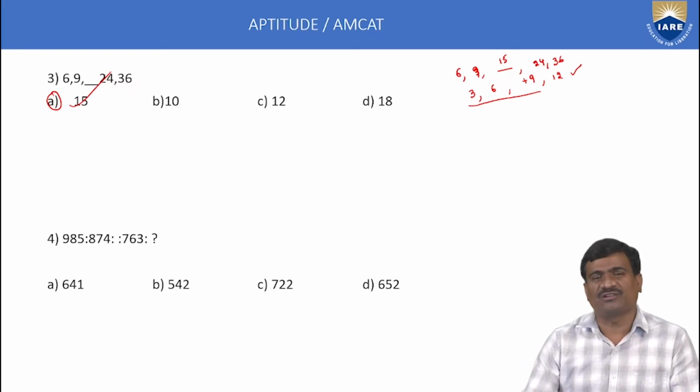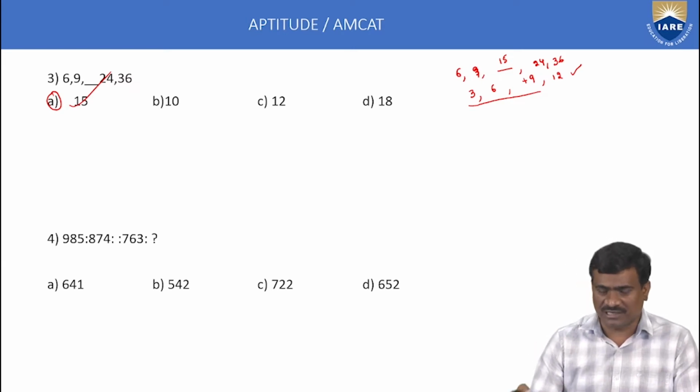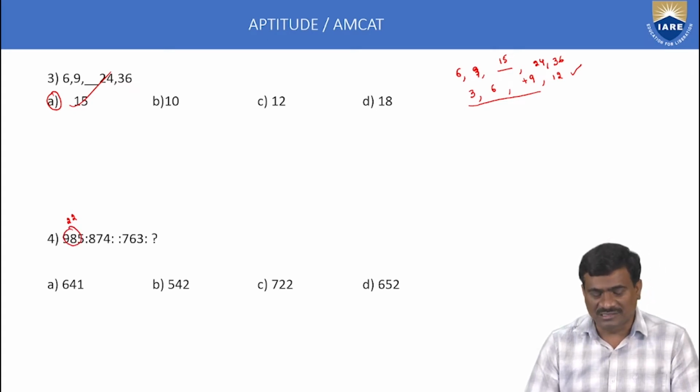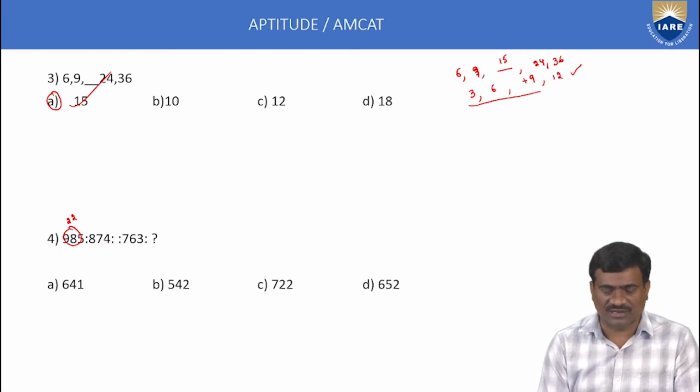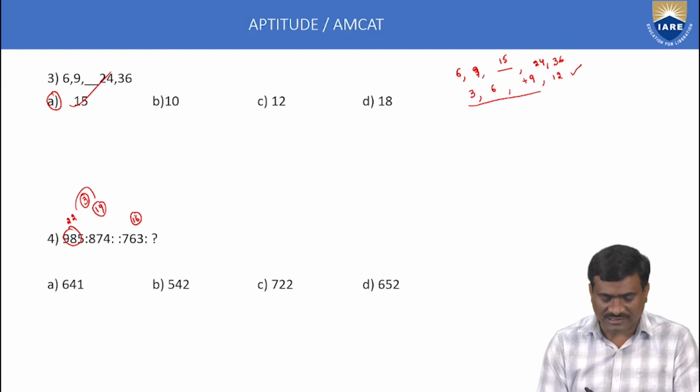But next, the fifth logic: consider only the sum of the digits of the LHS and RHS parts. In this example, 9 plus 8 is 17, 17 plus 5 is 22. The sum of the digits is equal to 22. Second one: 8 plus 7 is 15, 15 plus 4 is 19. 22, 19, gap only 3. Next, similarly, 7 plus 6 plus 3 is equal to 16. Next, we want a gap of only 3. 16 minus 3 is 13. The sum of the digits is equal to 13.